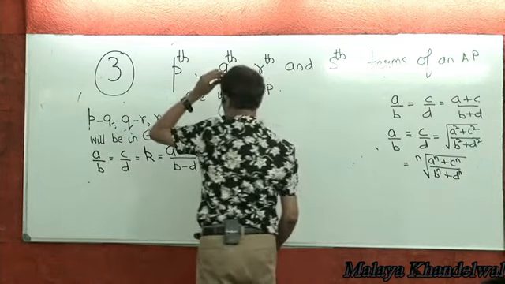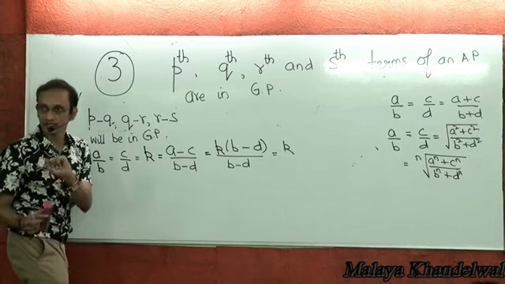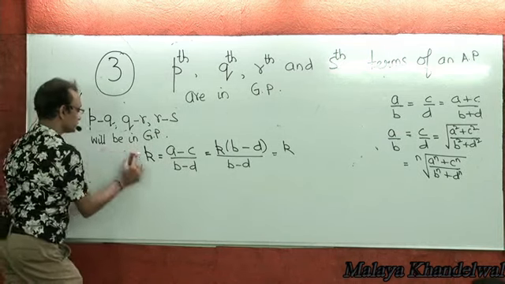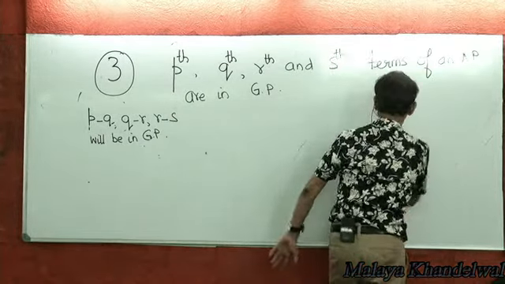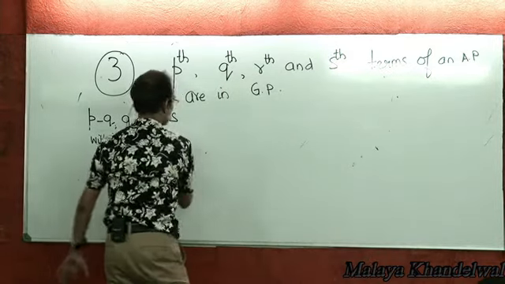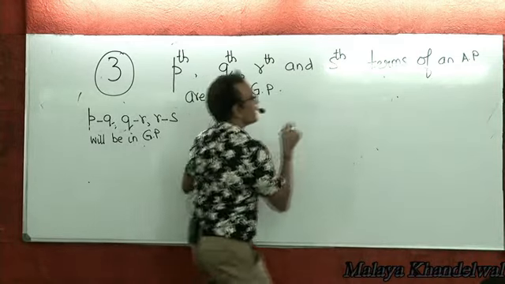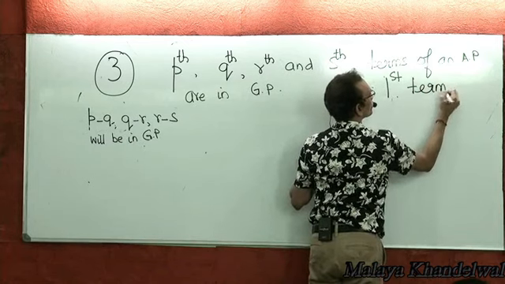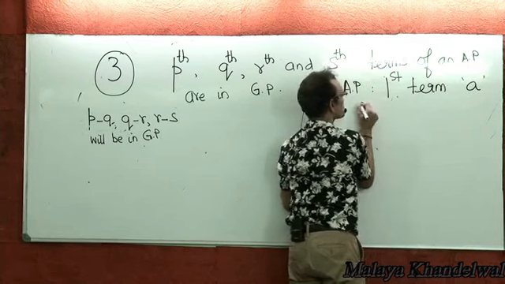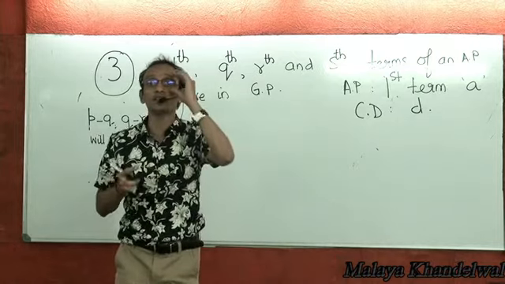Now, having said this, let's proceed with the problem. Now you are equipped with some ammunition to take to this problem more seriously. Shall we proceed? Okay, so the AP that we are talking of is, say, first term A and common difference D. Say the AP has the first term A and common difference D.